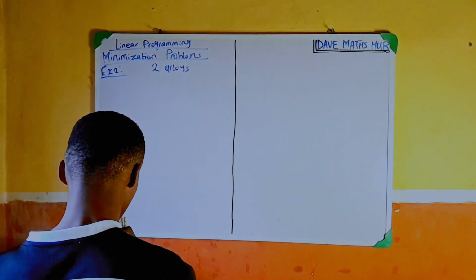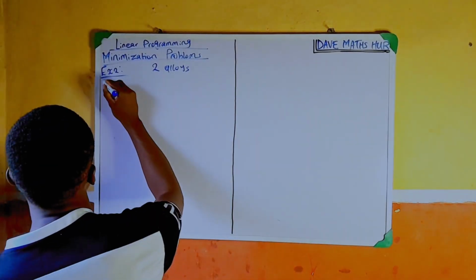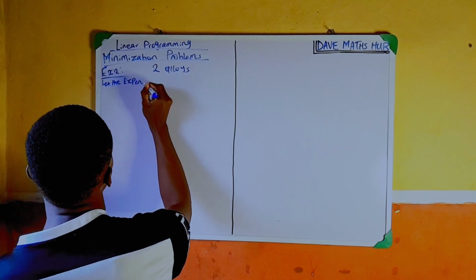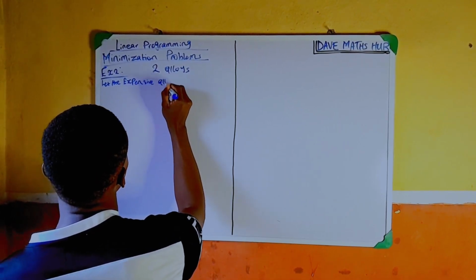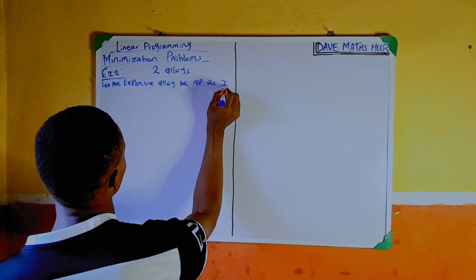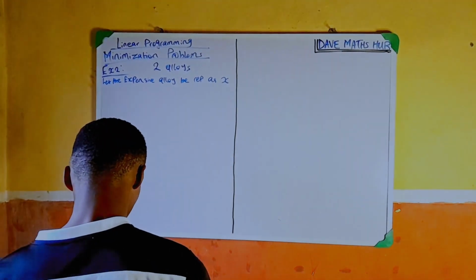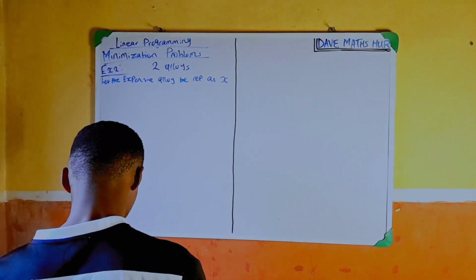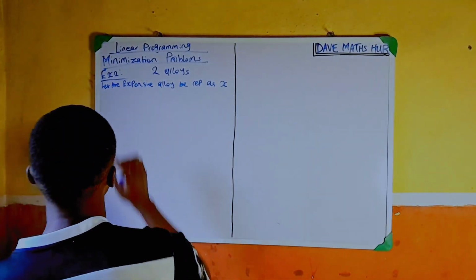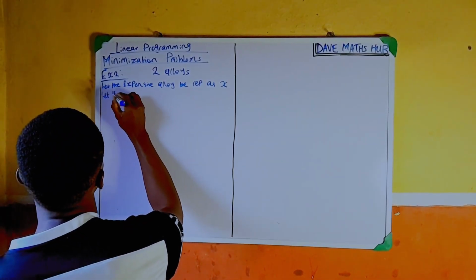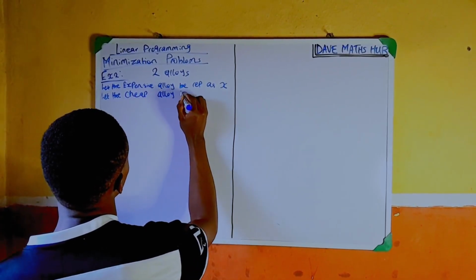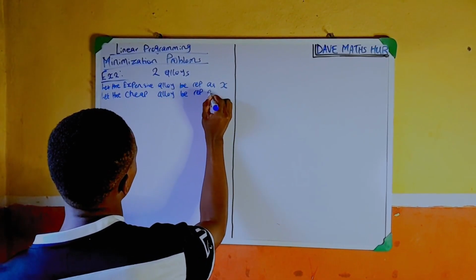Now, take note of the statement. It says 6 tons of the expensive one. So let the expensive alloy be represented as X as usual. Then if you read further down, the statement is made about the cheap one. It says 6 tons of the cheap one. So there's also a cheap one. Let the cheap alloy be represented as Y.